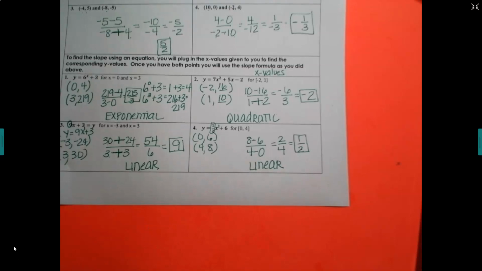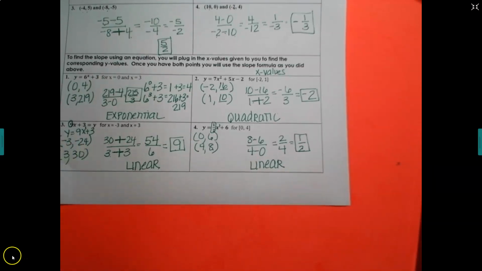All right, so for your classwork, you're going to do the same exact thing and put your answers in the quiz on Canvas. Let me know if you have any questions.